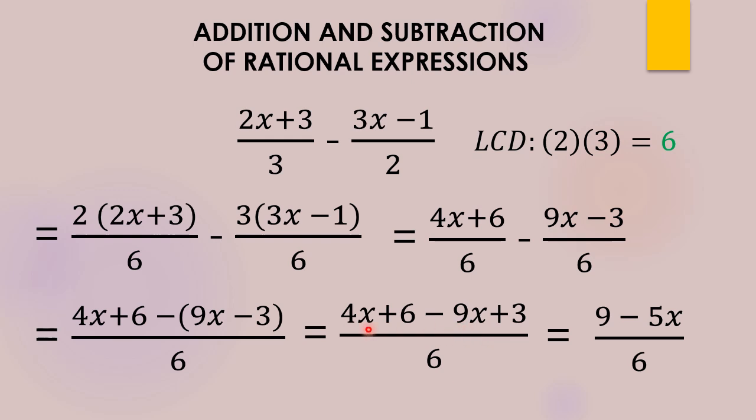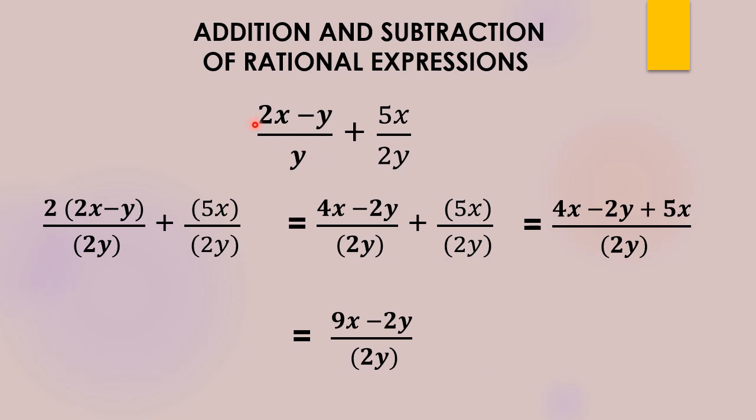So 9x minus 4x is 5x. And then we follow the term which has the greater value. Since 9 is greater than 4, we follow the negative sign. And then 6 plus 3, we add 6 and 3, we have 9. So 9 minus 5x over 6. So this is already in its lowest term. So this is now our final answer, 9 minus 5x over 6. Next.